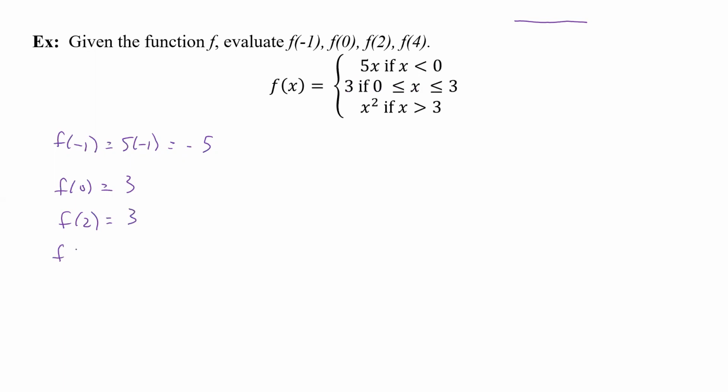And then we have f of 4, and 4 goes into this spot here, and so it's just going to be 4 squared, and 4 times 4 is 16, and so that would be what f of 4 would be here. Okay, so with the piecewise, you have to figure out which piece the input value belongs to, and then follow what it says: 5 times x, just 3, or x squared.